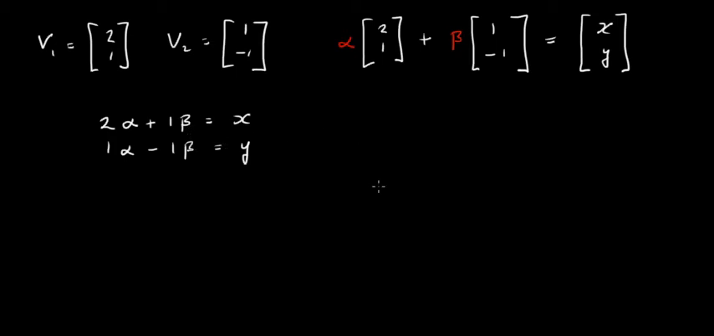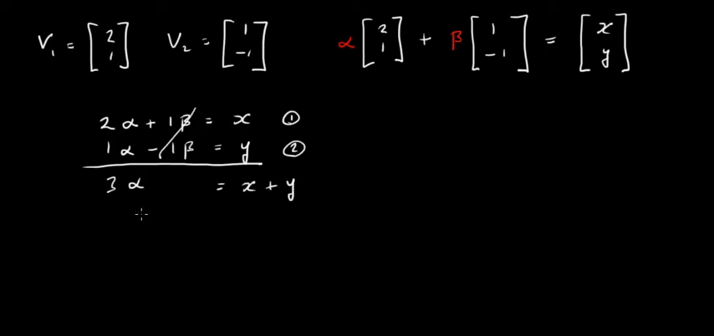So let's look at these two equations. This is equation 1 and this is equation 2. Let's add them first of all, and that will get rid of the beta. I'll end up with 3 times alpha equals x plus y. That will give me my first formula: alpha is equal to 1/3 (x plus y).